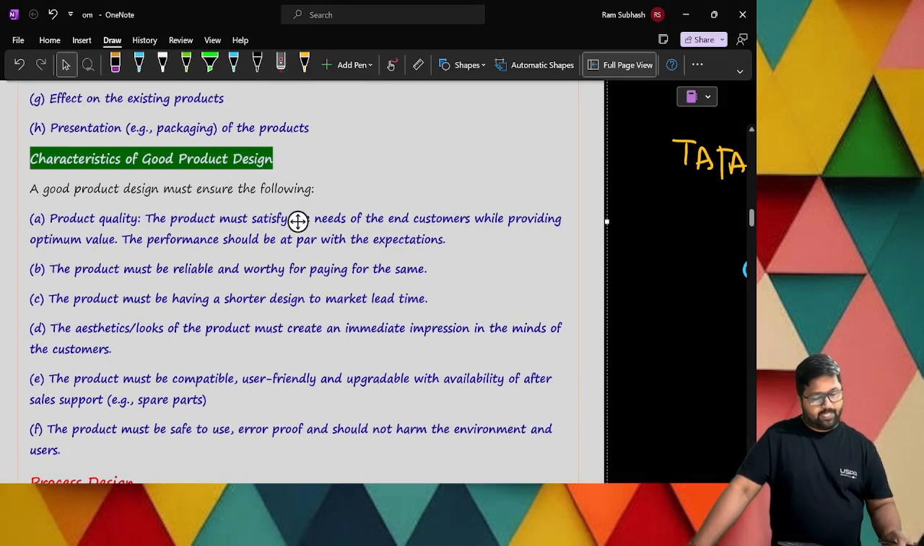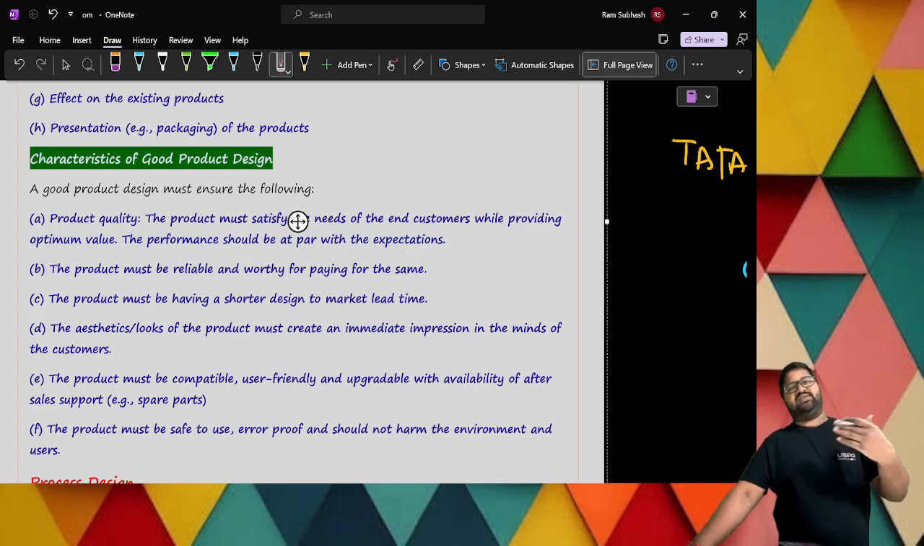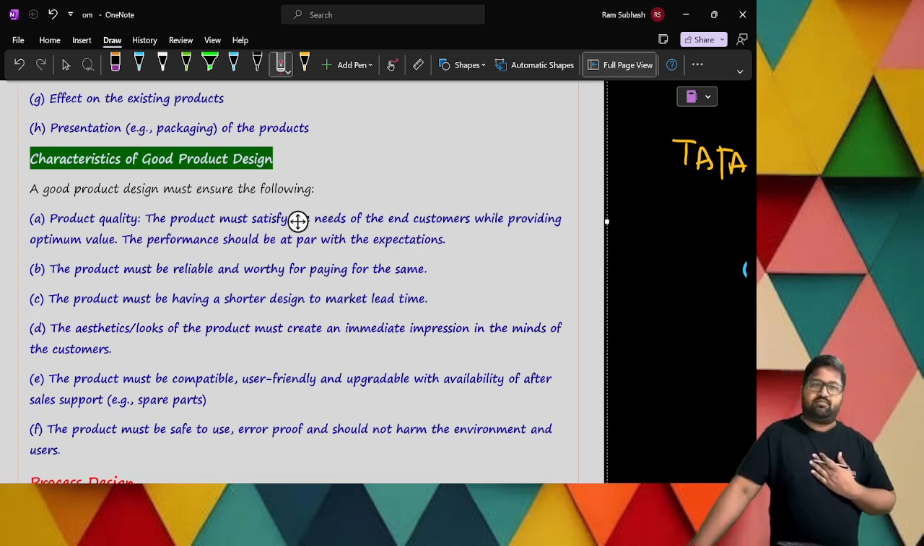Next, the product must be reliable and worthy of the price paid. For example, I am buying an iPad. Is it worthy to pay around 70,000 to 80,000? It is worthy because it has some sort of quality. I am paying 70,000, and it is giving me the same benefit, so it is worthy.